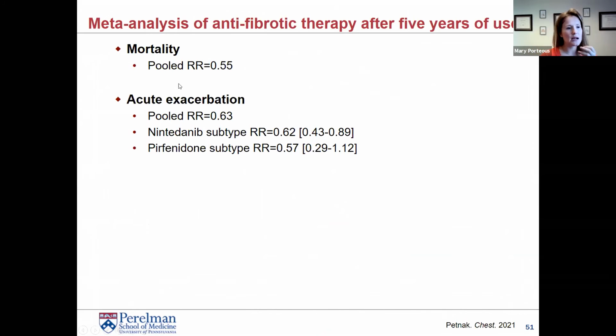It does look like being on any antifibrotic was associated with an improved mortality with a relative risk of 0.55, and it does seem that they decrease the rate of acute exacerbation, more so in the nintedanib subgroup compared to the pirfenidone.